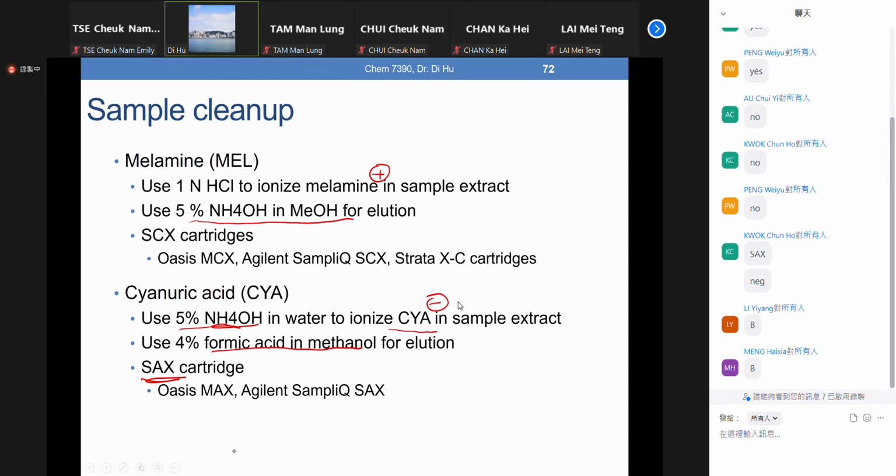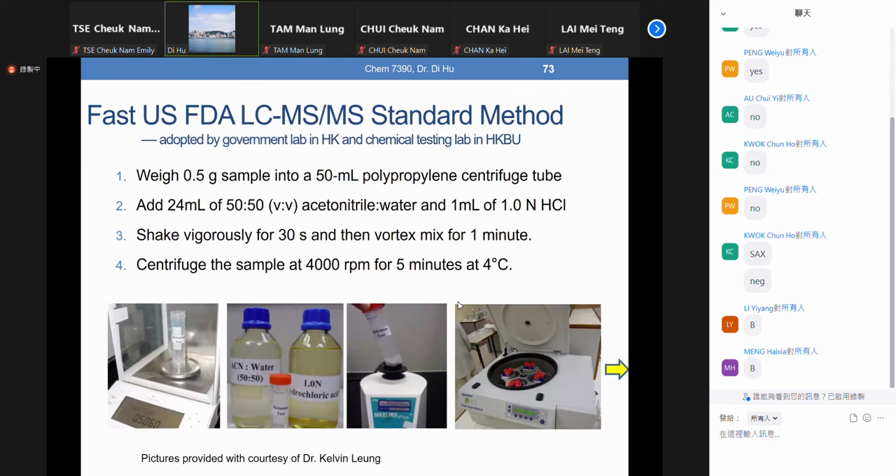Okay, so let's look at this fast US FDA LC-MS/MS standard method. This is also the method adopted by the government lab in Hong Kong, the chemical testing lab in HKBU. First you weigh 0.5 gram of sample into a 5 milliliter centrifuge tube, and then you add 24 milliliter of this ACN water mixture, with the acid here, right?